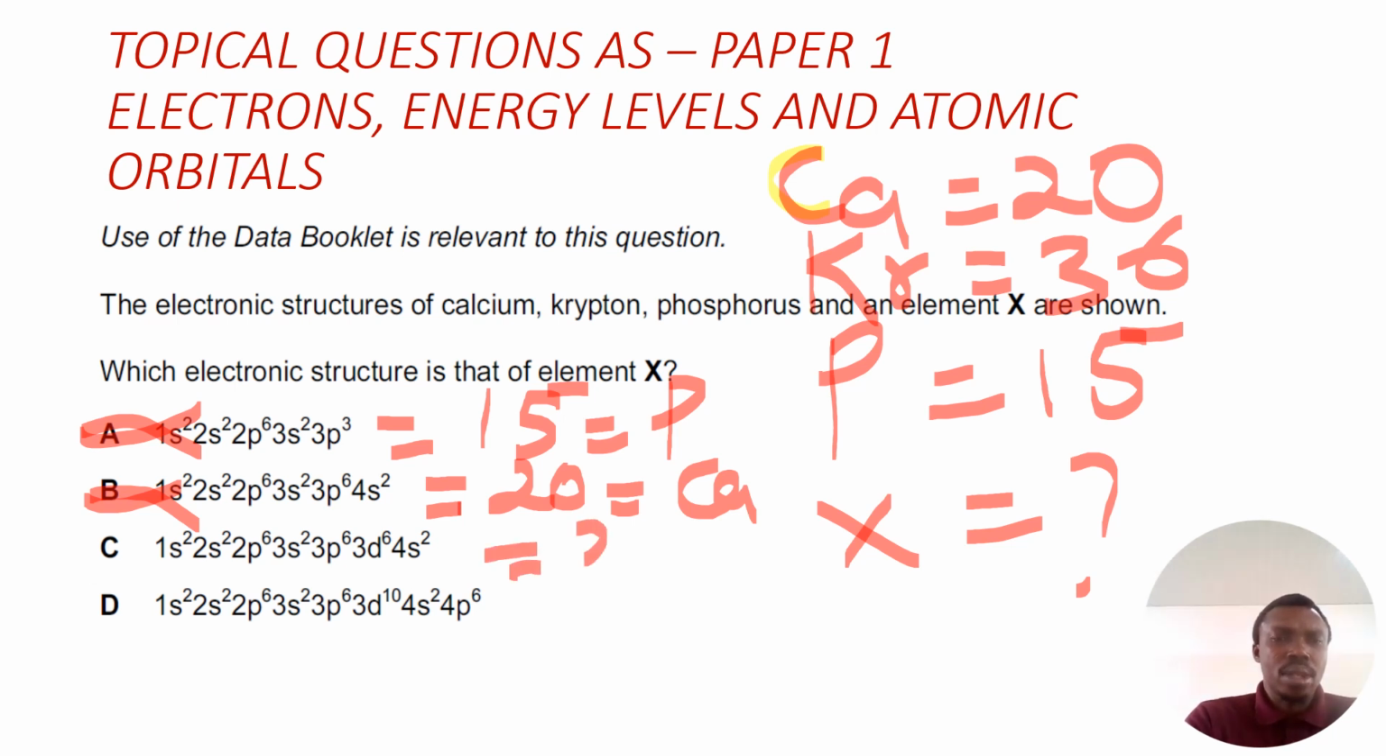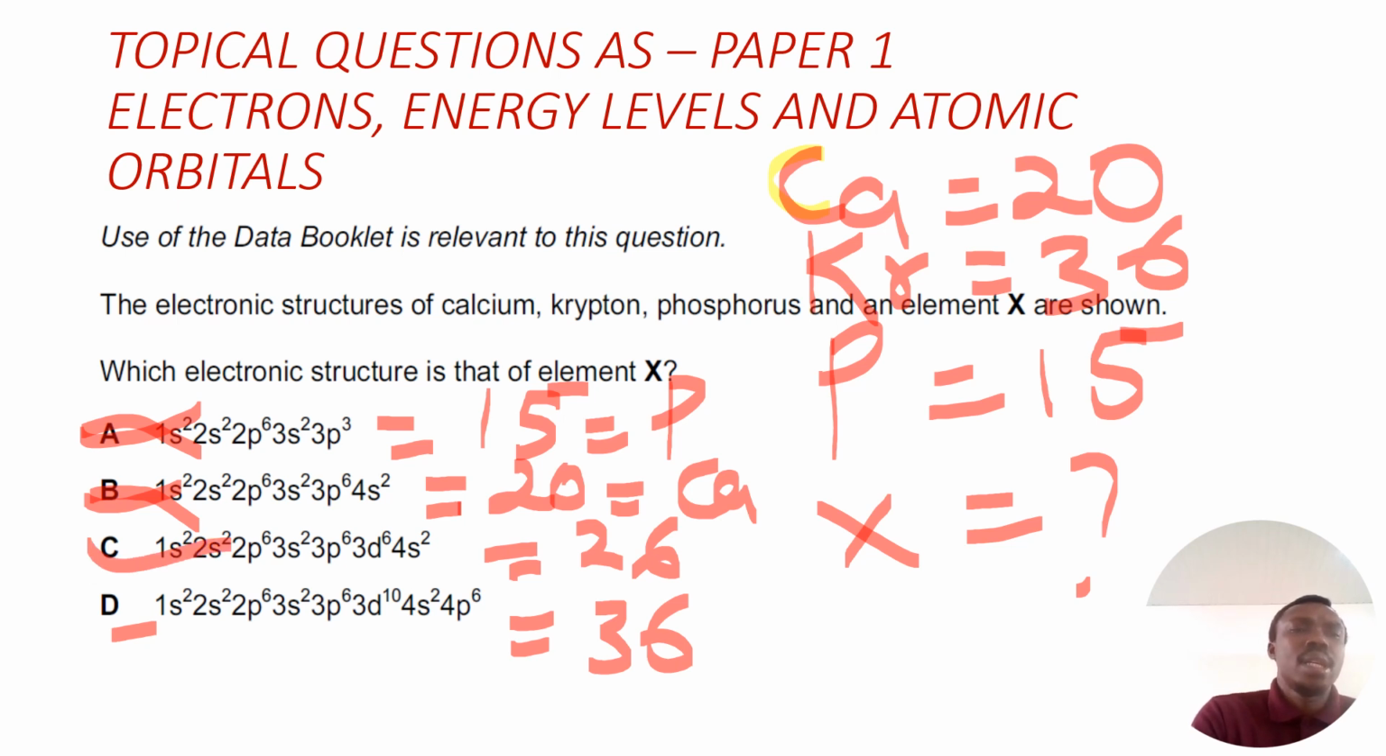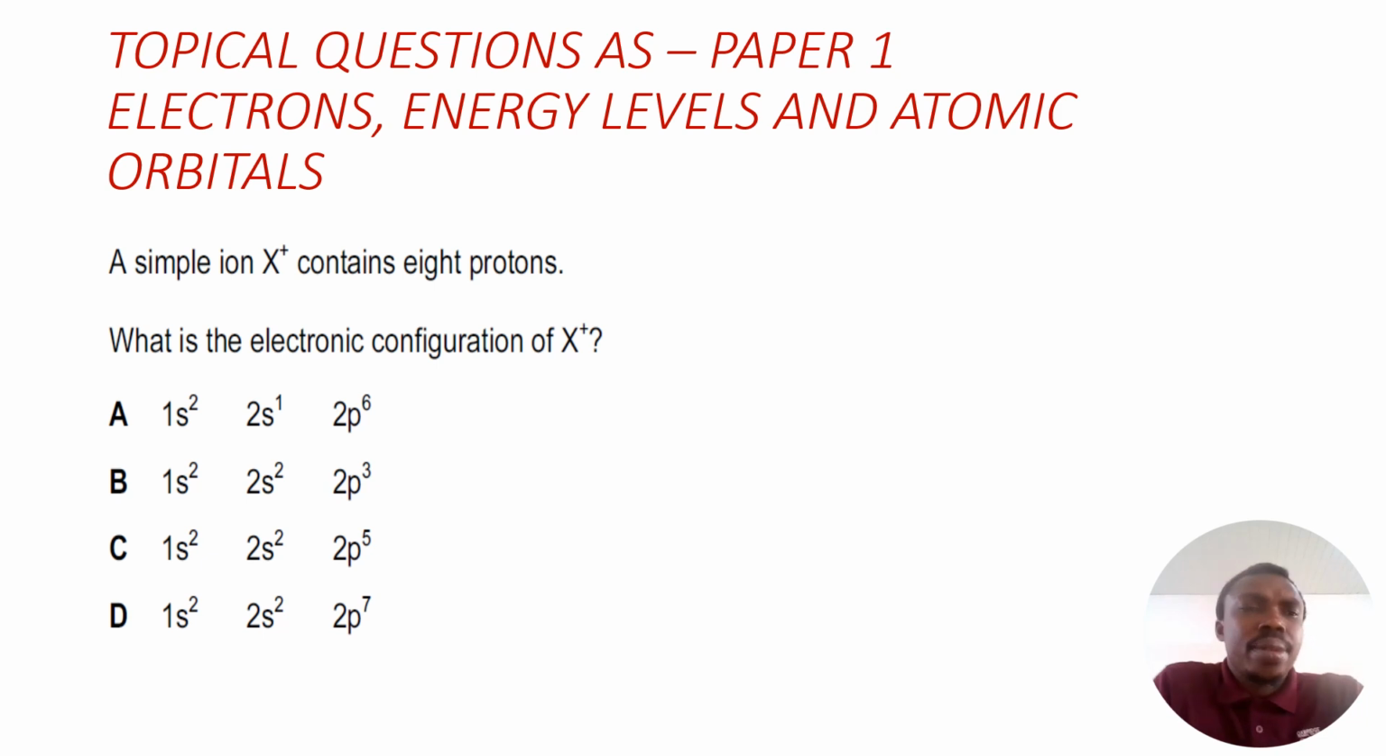So this one is 26. Then if you look at D, D is 10, 12, 18, 28, 30, 36, which is krypton. So D is not the answer. So the correct answer to this question is C. So it's as simple as A, B, C.